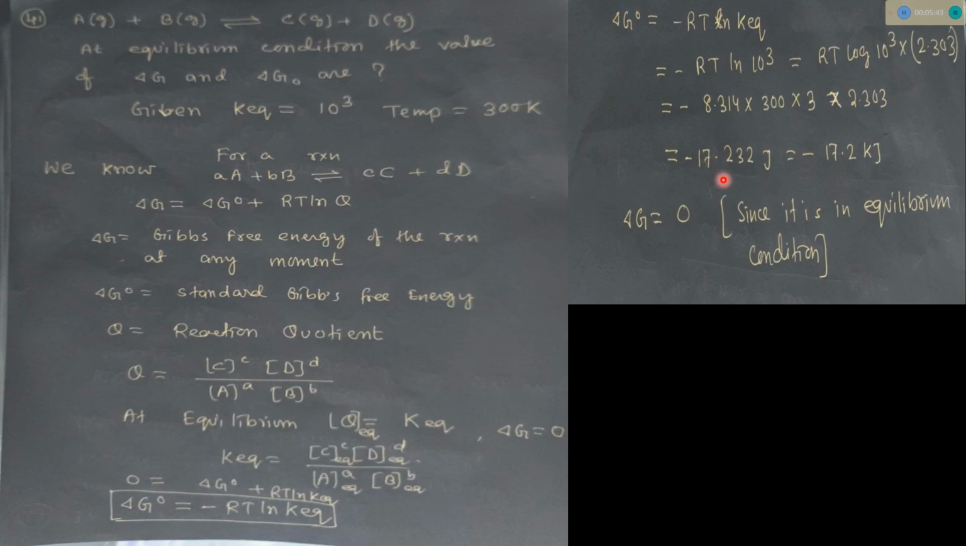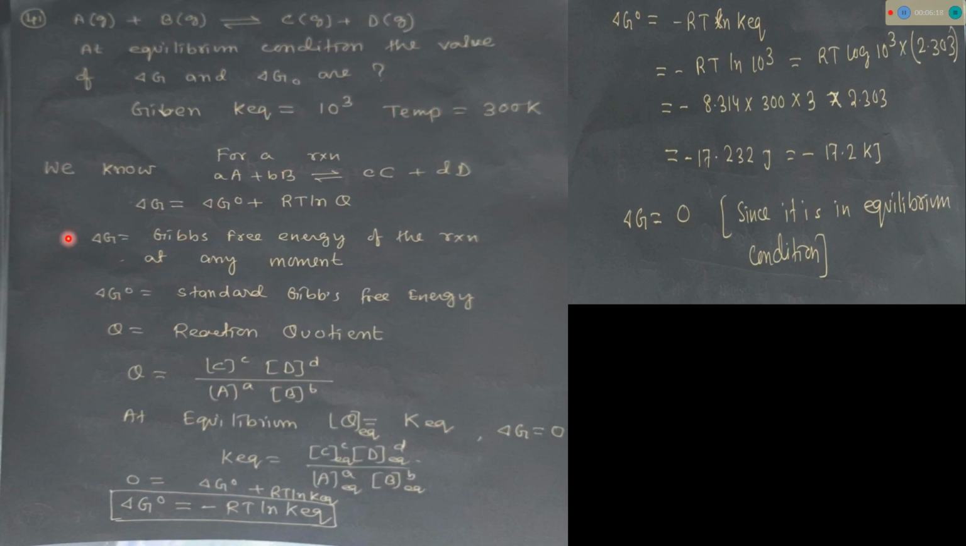Now if we put the values, it becomes minus 17,232 joules, so it becomes minus 17.2 kilojoule. So del G 0 becomes minus 17.2 kilojoule, but del G is equal to 0 since it is at equilibrium conditions. So the options were like del G equal to 0 and del G 0 equal to minus 17.2 kilojoule. Remember all the values for these questions.